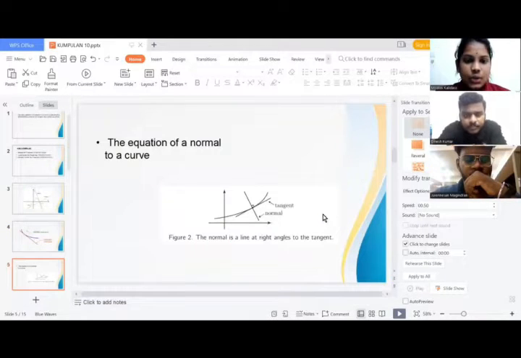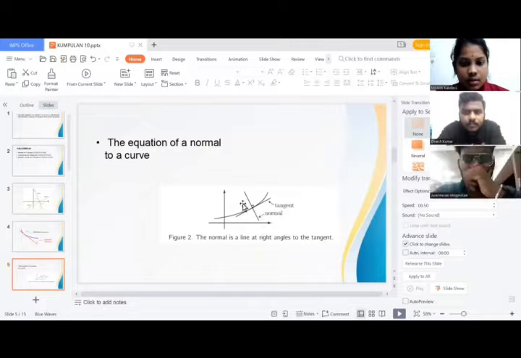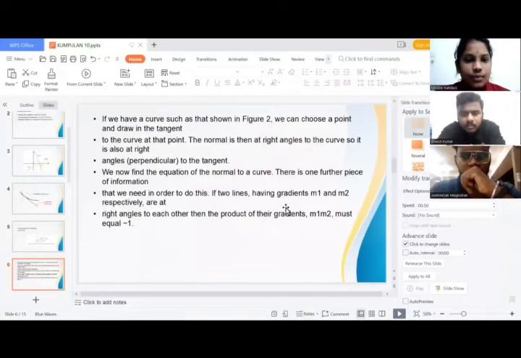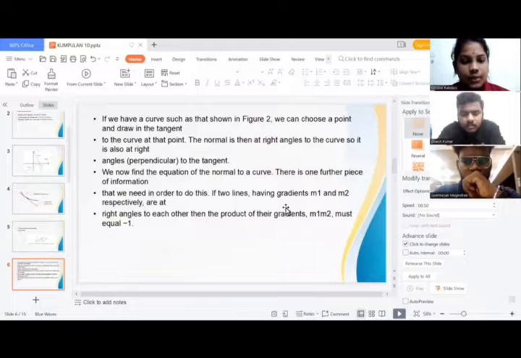The equation of a normal to a curve. This is the tangent and this is the normal. The normal is a line at right angles to the tangent. This figure shows how the tangent and normal are plotted. If we have a curve such as shown in figure 2, we can choose a point and draw the tangent to the curve at that point. The normal is then at right angles to the curve, so it is also perpendicular to the tangent.